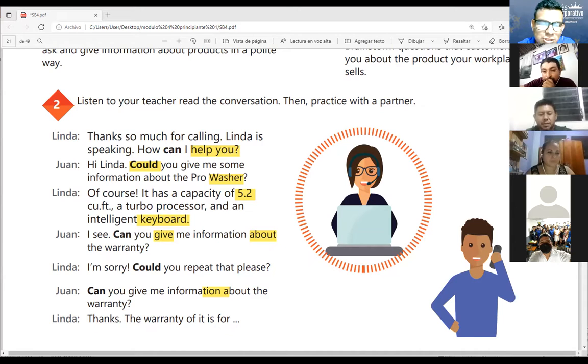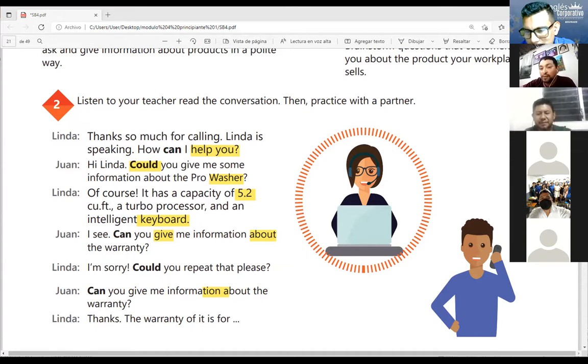Por ejemplo, information. Como una A. No, no es chan. Information. Con una A cerrada. Shan. Information. Así va, teacher. Information. And also we finished.